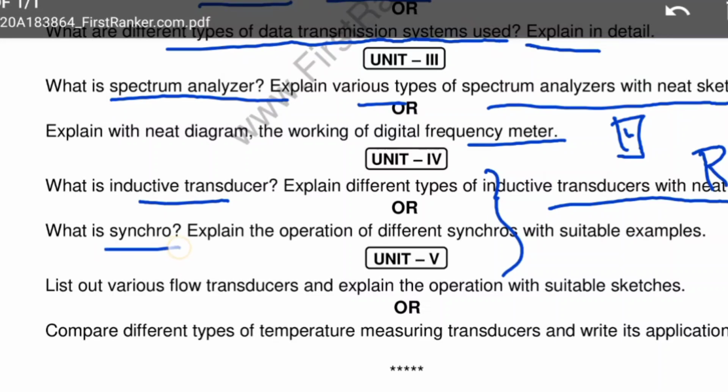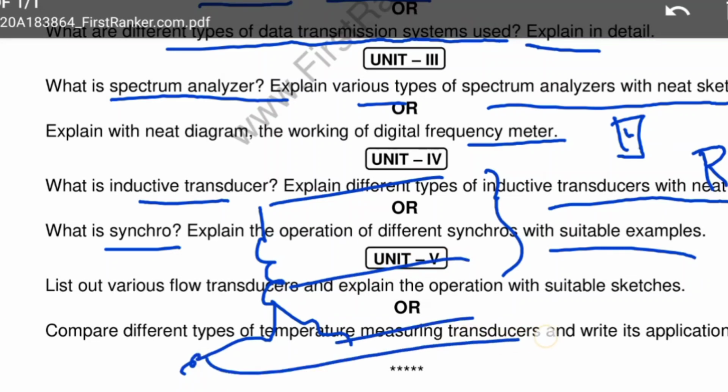What is a synchro? Explain the operation of different synchros with suitable examples. Synchros are already covered in control systems. It is a synchro transmitter and receiver. One transmitter will be there and another receiver will be there. According to the movement of the transmitter, the receiver will move. That is synchros.